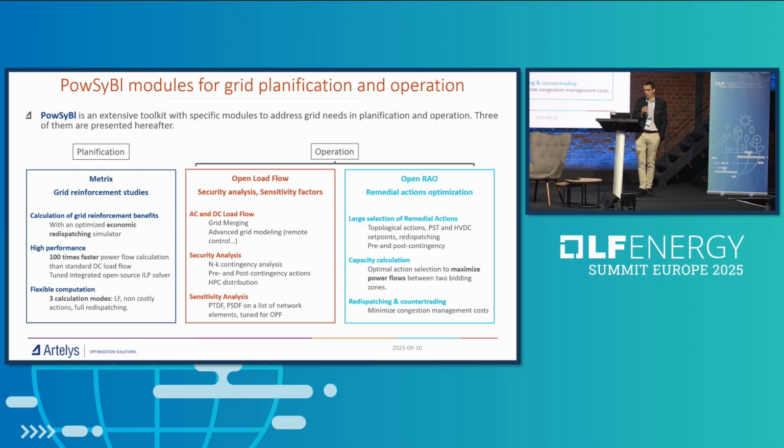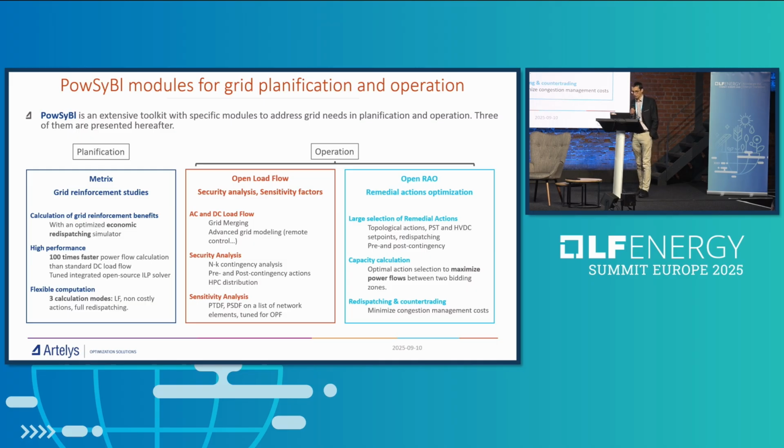So the last column of this table is OpenRAO, which is the optimizer. And OpenRAO relies heavily on OpenLoadFlow, and the performance of OpenRAO is really linked to the fact that OpenLoadFlow is very performant to compute sensitivity factors. Well, I mean, we were not that inventive on names, so OpenRAO is just a remedial action optimizer.